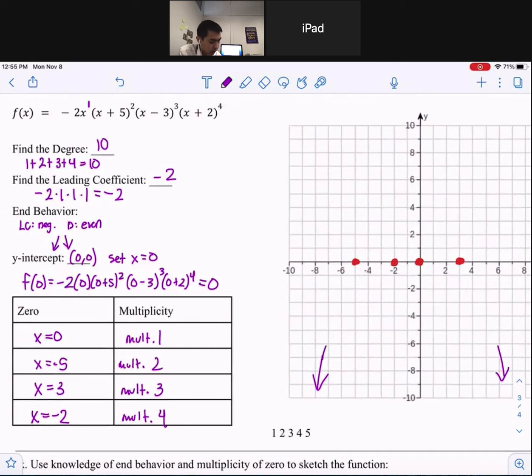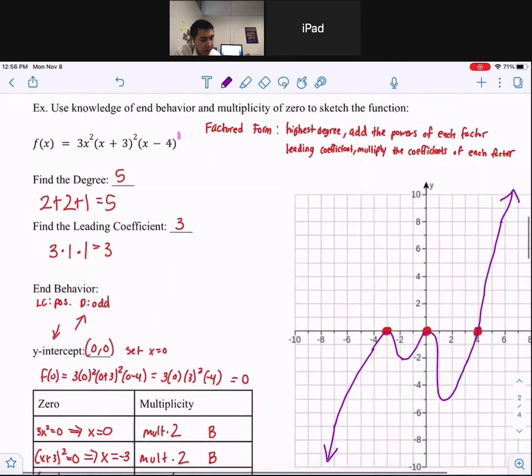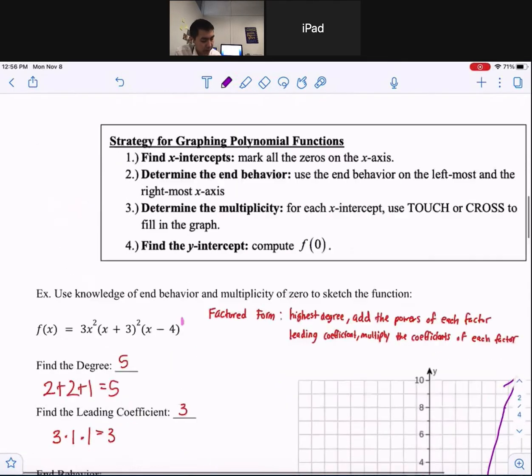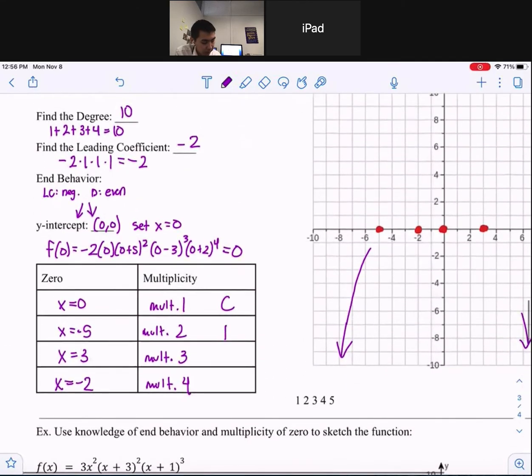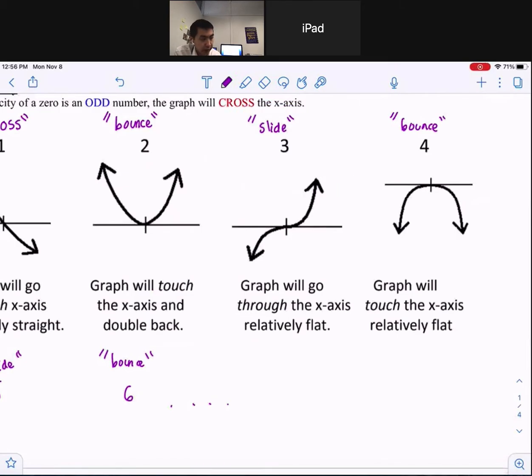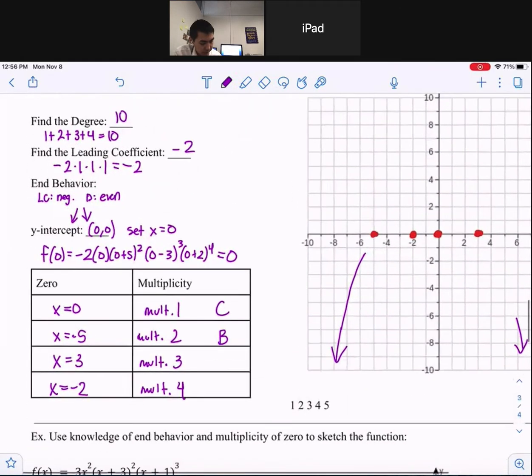We are approaching -5. What happened at -5? Well, I forgot to write this down. Multiplicity of 1 is a cross. I'm going to scroll back up. If you have a multiplicity of 2, it's going to bounce off the zero. If it's a multiplicity of 3, it's going to slide. And a multiplicity of 4, it's going to bounce.